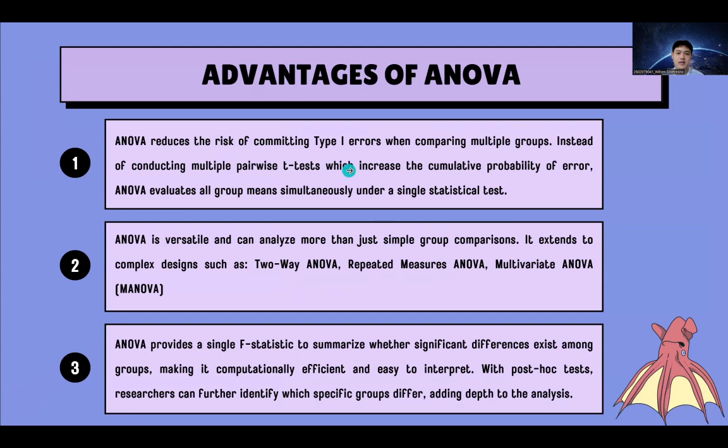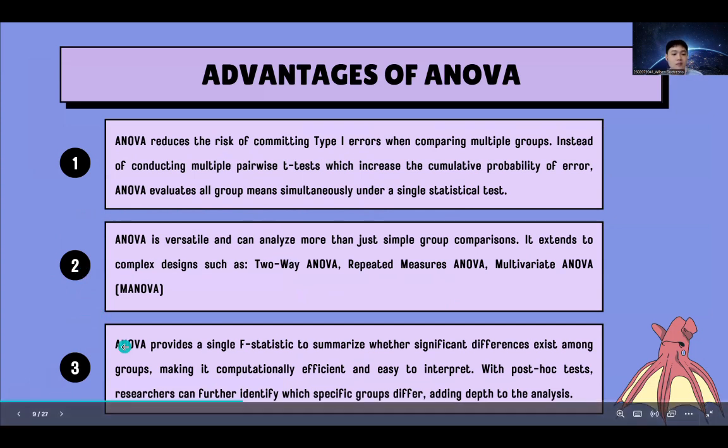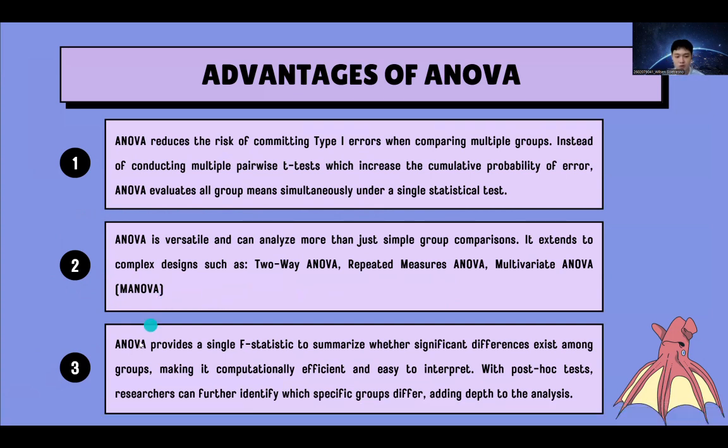So next is advantage of ANOVA. First, ANOVA reduces the risk of committing type 1 errors when comparing multiple groups. Here ANOVA evaluates all group means simultaneously under a single statistical test. Second, ANOVA is versatile and can analyze more than just simple group comparison. Third, ANOVA provides a single F statistic to summarize whether significant differences exist among groups, making it computationally efficient and easy to interpret.